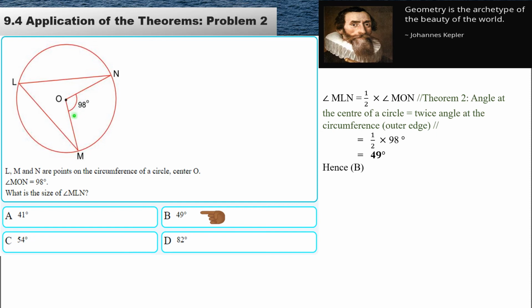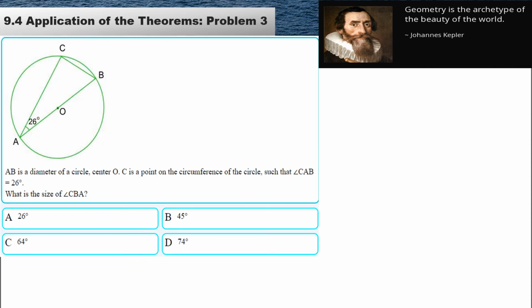It's 98 degrees, and we could verify that that angle was subtended from the arc MN. Well, another angle that was subtended from that same arc MN is this one here. So we have all the conditions in place to apply theorem 2. So the angle here would just be half of 98, as suggested by this calculation, which is 49 degrees. So B is your answer. All right, kudos to those who got this right.